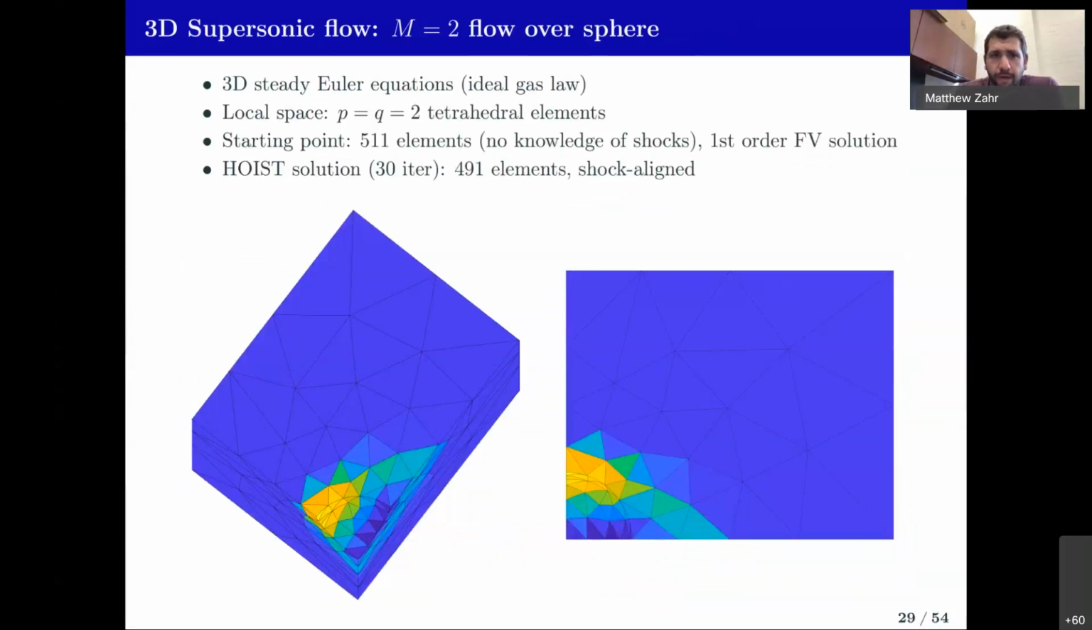Okay, last example before I get back into the ROM stuff: we're going to look at a 3D problem. This is the steady Euler equations flow over a cylinder. Here's our mesh that has only 500 tetrahedral elements. We're using polynomial degree 2 for the solution and 2 for the mesh. And this is where we start. You can tell that this is almost a comically bad solution on this coarse a mesh when you use first-order finite volumes.